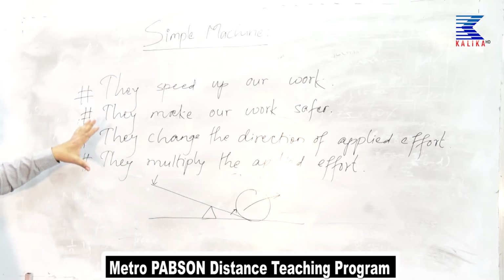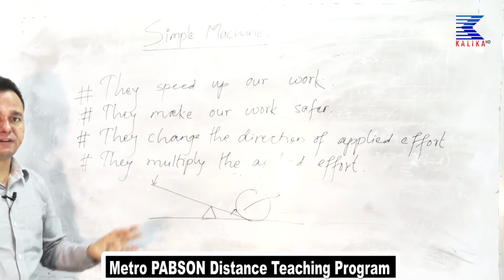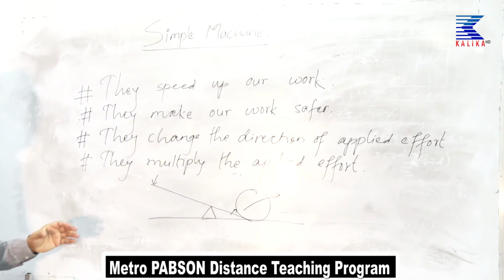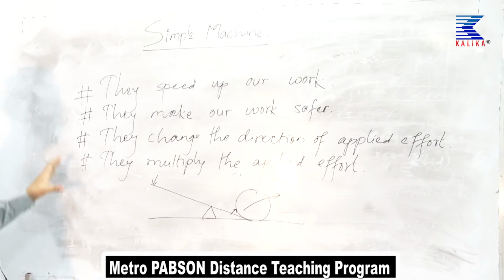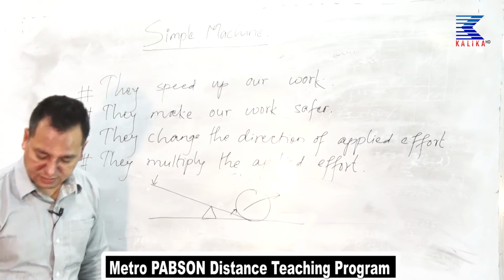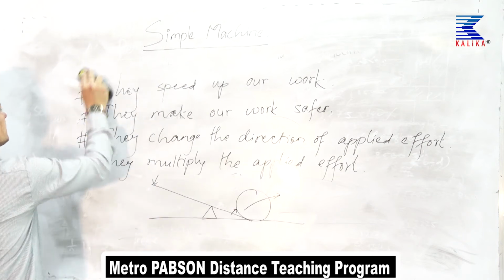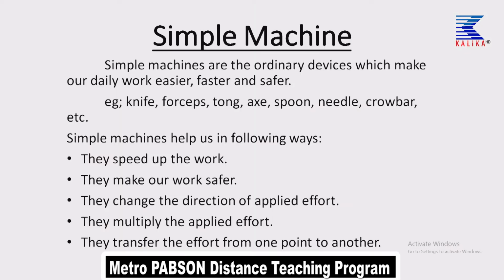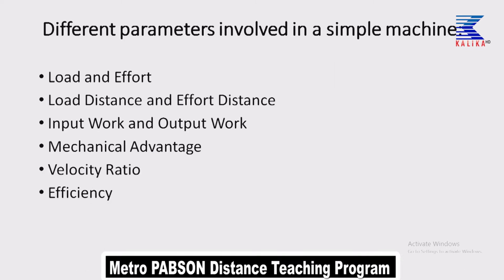Now, I guess the meaning of the simple machine is clear. Simple machines are very simple, ordinary devices, very simple in their structure, which make our daily work easier, faster, and safer. So, what are simple machines? Simple machines are the ordinary or very simple devices which are used to make our daily work easier, faster, and safer.